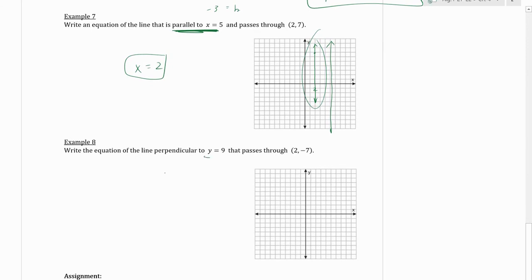If we want to be perpendicular to y is 9, we'll be perpendicular to a horizontal line. You've got to be vertical. And if I go through the point 2, -7, it's the same line.